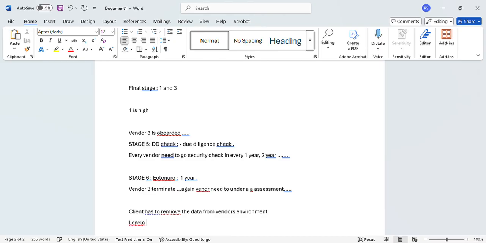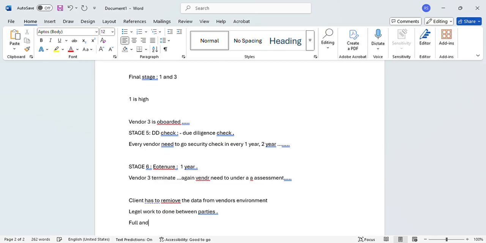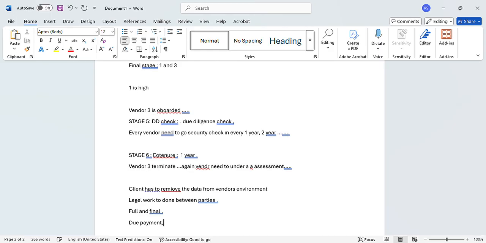Secondly, legal work also needs to be done between the parties. Okay, so these are the few things. That's why the vendor needs to go through, or we can say, full and final. What is under full and final? F and F means any due fees, for example, due payment, and other settlements, etc., which are to be decided in the last phase when the vendor says that they are not interested in providing the services.